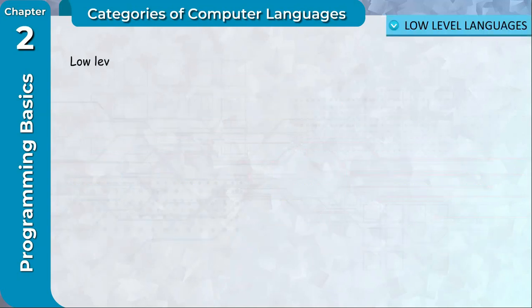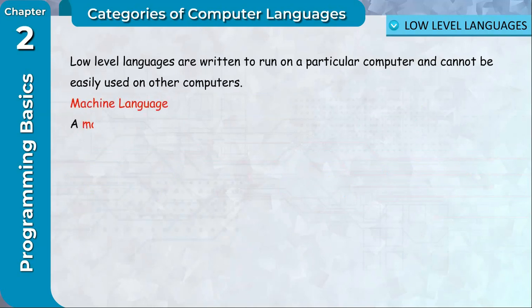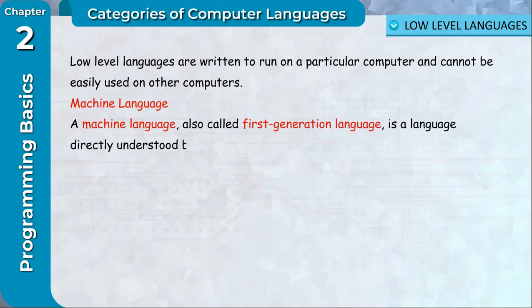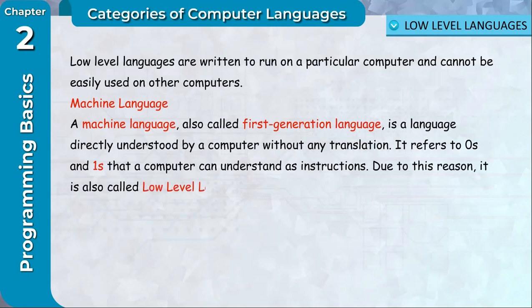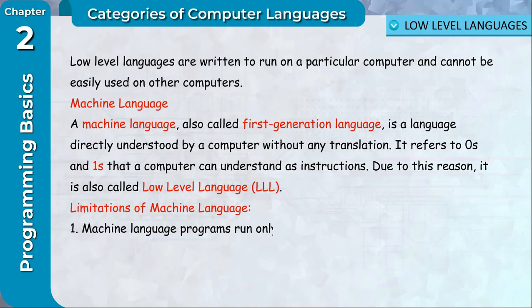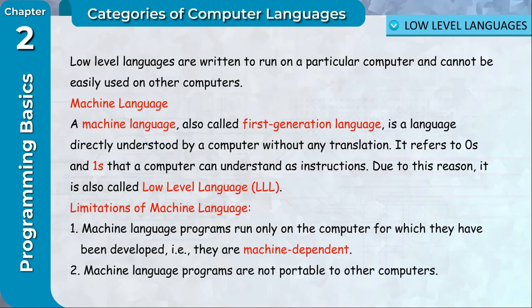Low-level languages. Low-level languages are written to run on a particular computer and cannot be easily used on other computers. Machine language. A machine language, also called first-generation language, is a language directly understood by a computer without any translation. It refers to zeros and ones that a computer can understand as instructions. Due to this reason, it is also called low-level language, LLL. Limitations of machine language. Machine language programs run only on the computer for which they have been developed. That is, they are machine-dependent. Machine language programs are not portable to other computers.